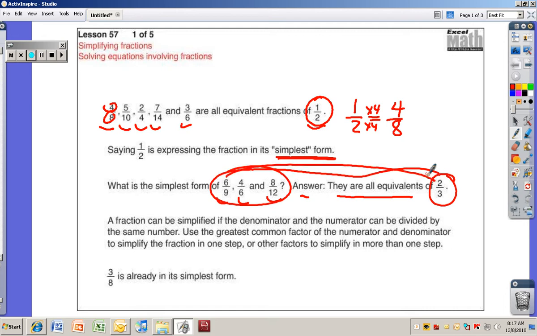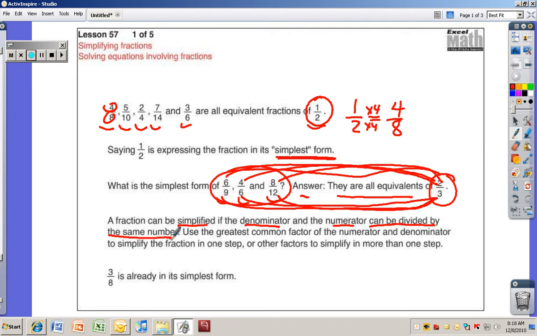6 divided by 3 is 2, 9 divided by 3 is 3, 4 divided by 2 is 2, 6 divided by 2 is 3, 8 divided by 4 is 2, 12 divided by 4 is 3. You can see we divide top and bottom by the same number. A fraction can be simplified if the denominator and the numerator can be divided by the same number. So obviously any fractions that have even numbers, if you write 4/8, that fraction is not simplified. If you write 32 over 84, that fraction is not simplified because these are both even numbers, and you can always divide even numbers by what? Think. Well, you divide them by 2.